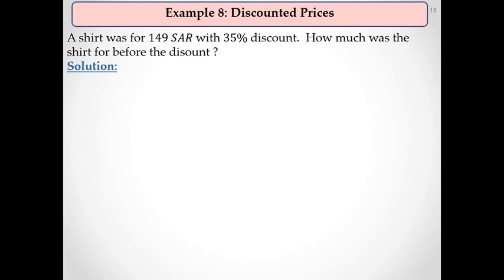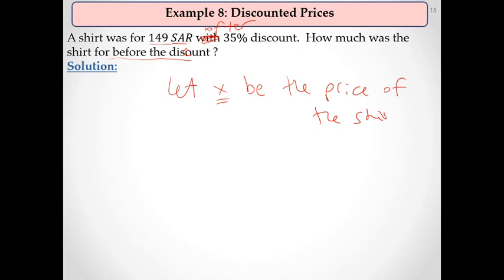Okay, let's look at this example here, the discounted price example. It says a short was 149 SAR after the discount. So how much was the short before the discount? You can start by saying this is a straightforward problem. So you can say let x directly, you can write the unknown as the variable. Let x be the price of the short before the discount.